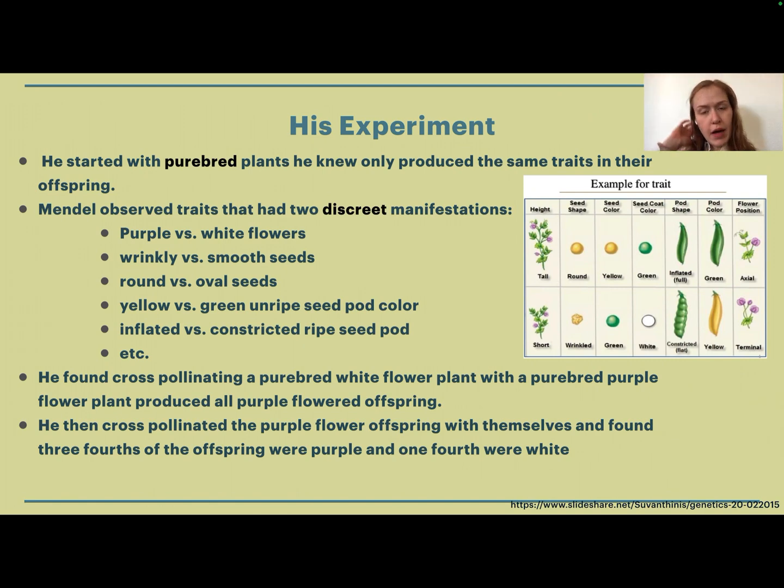So, Mendel found when cross-pollinating purebred white-flowered plants with purebred purple-flowered plants that they produced all purple-flowered offspring. He then cross-pollinated those purple-flowered offspring with themselves and found that 3/4 were purple-flowered and 1/4 were white.